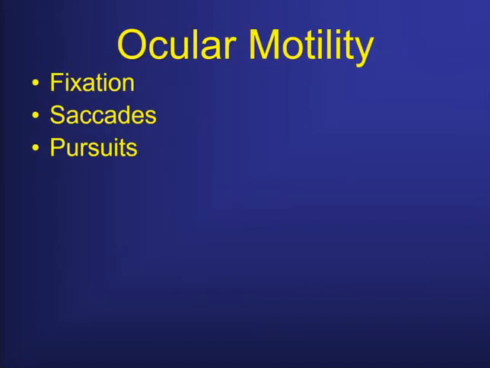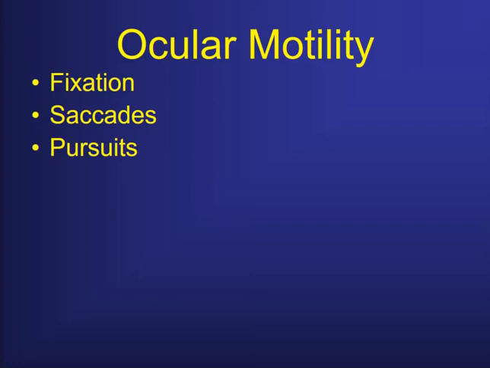Ocular motility is the ability of the eyes to move together in all positions. This ability enables a person to keep an image on the macula, or we call this fixation, and to quickly jump from one object to another, we call this saccades, and to track moving objects efficiently, or sometimes called pursuits. Ocular motilities, or extraocular eye movements, are terms commonly used by eye doctors.